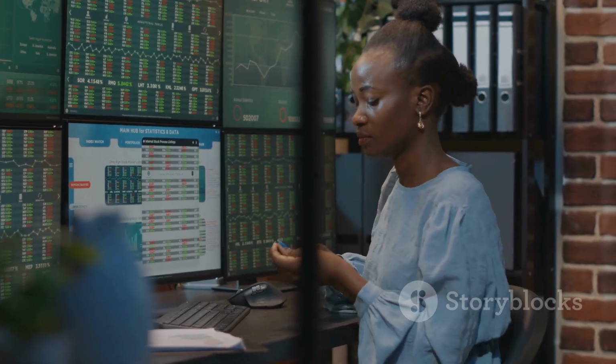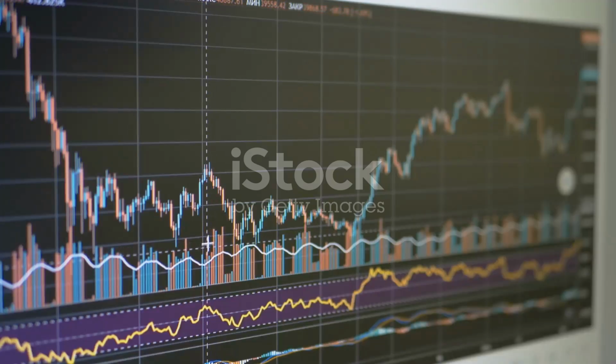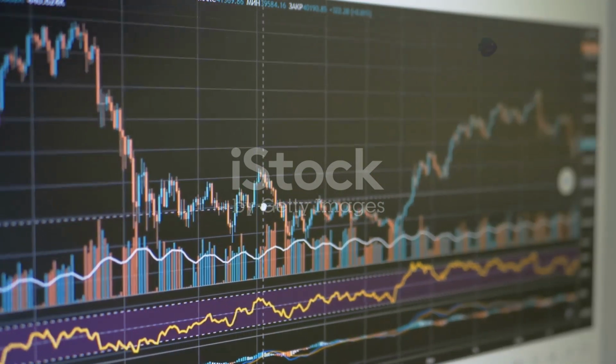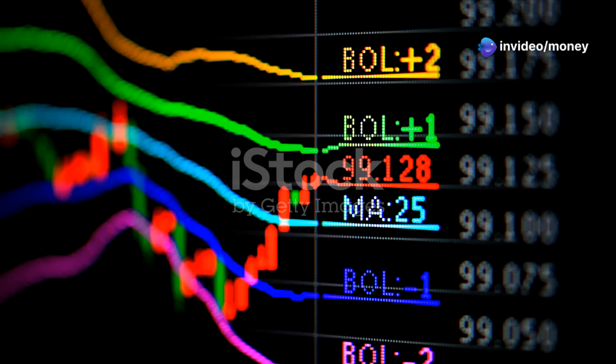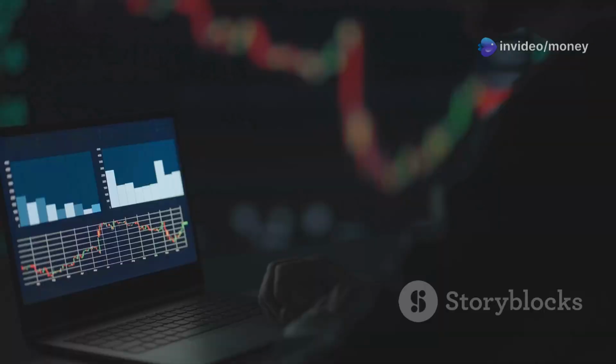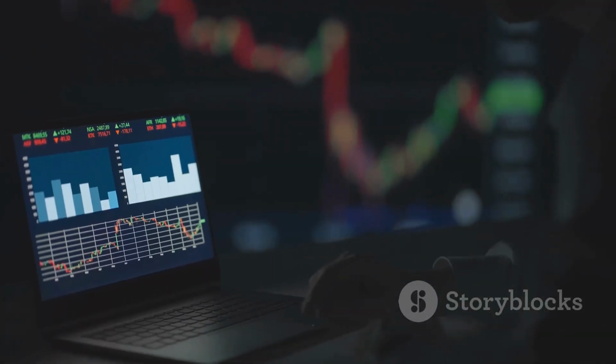Section 4. Weighing in on the WMA. The weighted moving average, or WMA, is like the EMA, but with even more emphasis on recent prices. It assigns a progressively decreasing weight to older data points. This makes it the most responsive of the three moving averages.